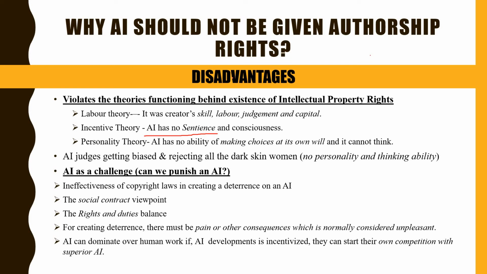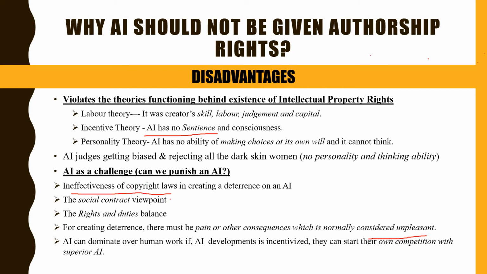Now, the second reason why it should not be granted authorship right is because AI has no deterrence. If you remember, there was this philosopher H.L.A. Hart. He gave a theory of punishment. He said that for creating any deterrence, there must be pain or other consequence which is normally considered unpleasant, which is normally considered unacceptable for anyone. So can an AI really feel any sort of pain or pleasure? Can it really have any sort of unpleasant consequence which will deter it from committing any copyright violation? No, I don't think so. Therefore, we can say that copyright law does not seem to work on AI. If we give copyright protection to AI, it is going to challenge the whole copyright law regime, right?